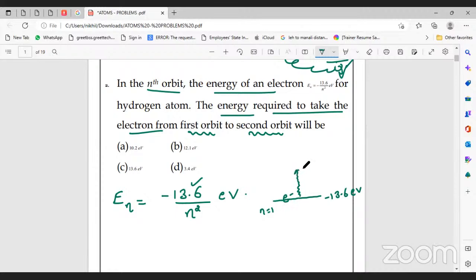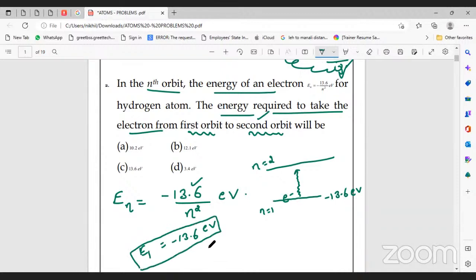Now to where the electron has to be taken from the first orbit? To which orbit, student? Second orbit. So n is equal to 2. So if I put n equals 2 here, it will become minus 13.6 by 2 square. Minus 13.6 will be the energy in the first orbit. If you want to find the energy in the second orbit, you have to take minus 13.6 divided by 2 square, that is 4. That is minus 3.4 electron volt. So what is the energy in the second orbit? Minus 3.4 electron volt.